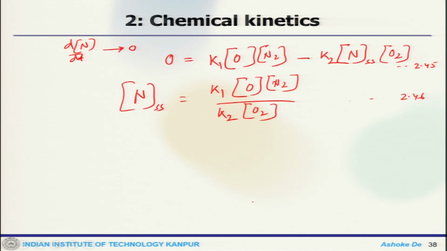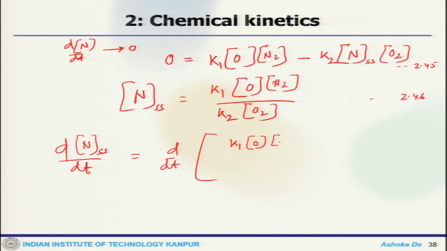Now, the time rate of change of N steady state, d[N]ss by dt, is d/dt of K1 [O][N2] over K2 [O2]. One can find that out by taking the derivative of that expression. So, this is how one can, using the steady state approximation, find out all these details.